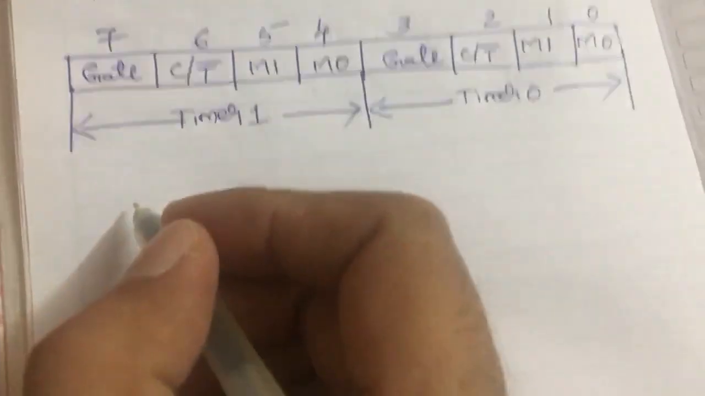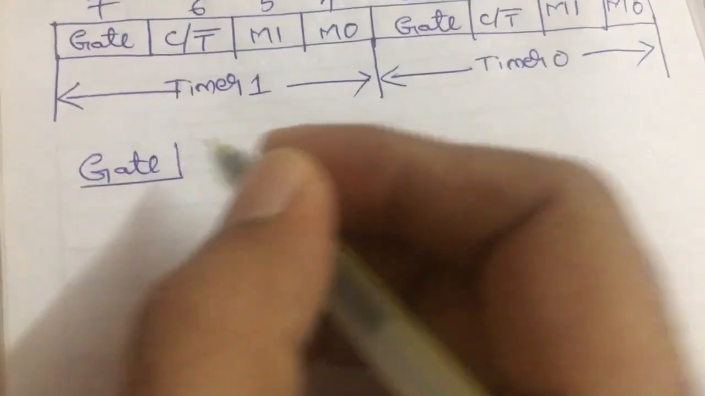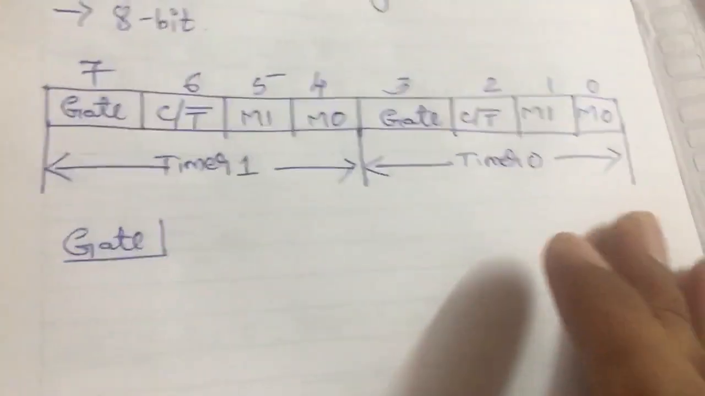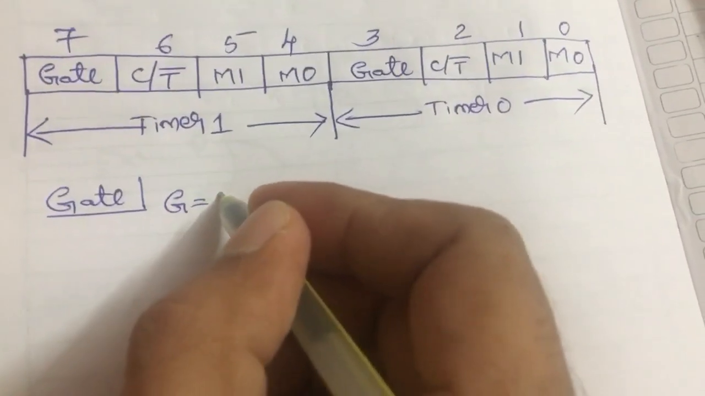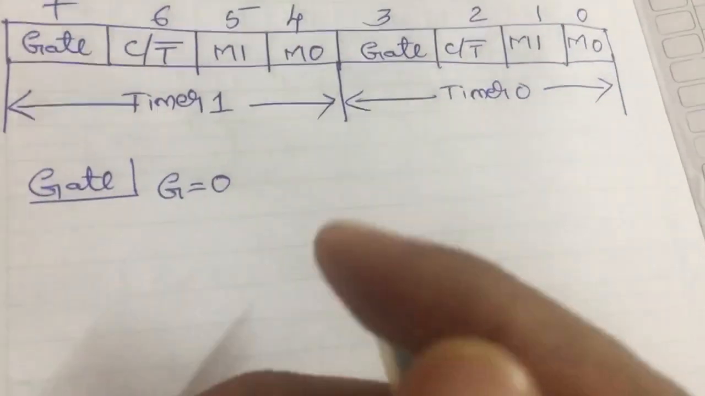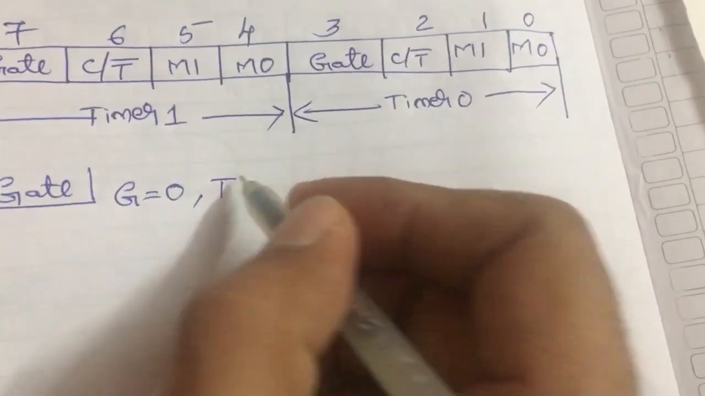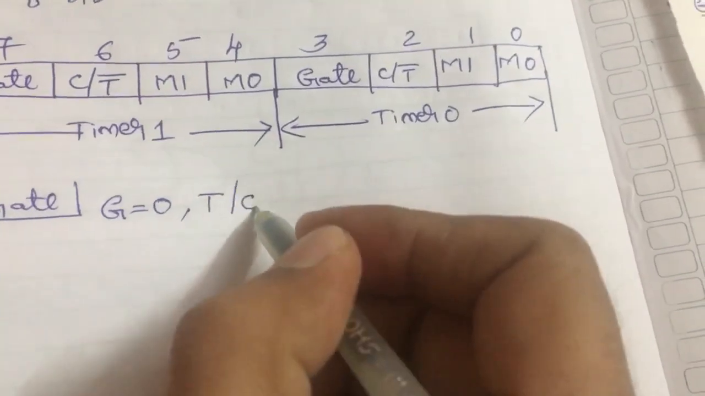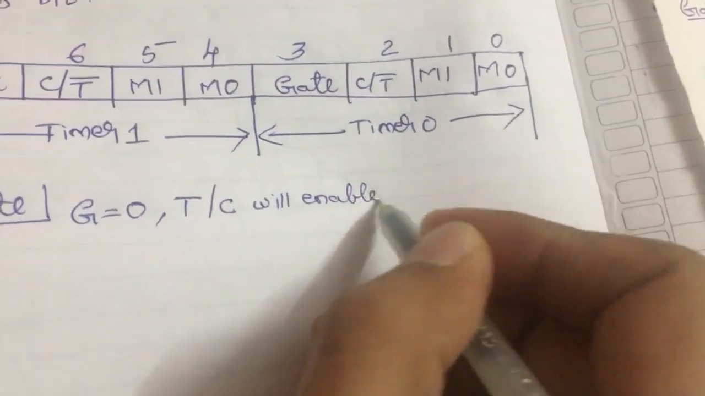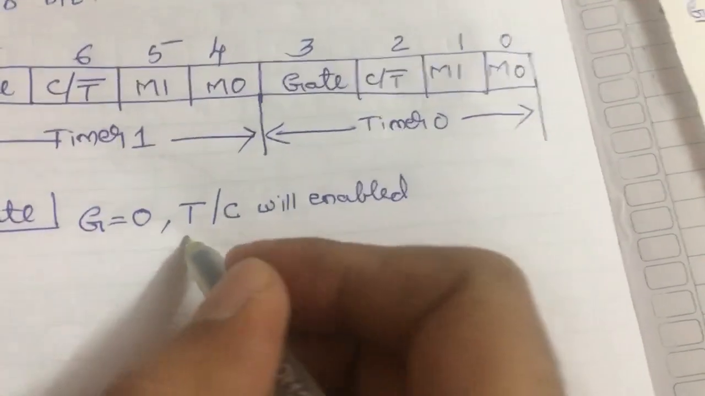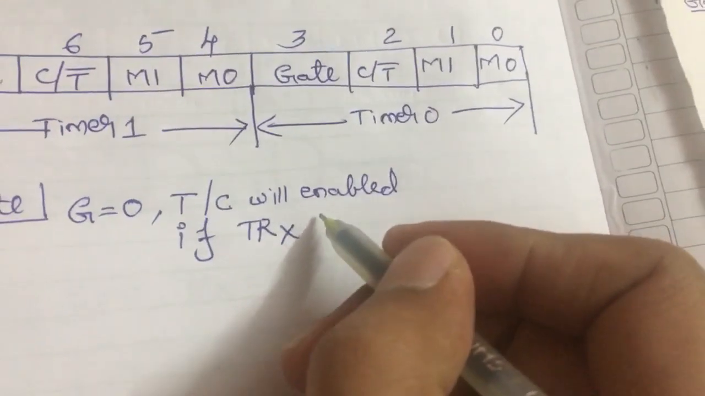Now we will take up the first one, that is the GATE bit. You already know about the GATE bit. When GATE is equal to 0, the timer or counter will be enabled if the TRx bit is equal to 1.